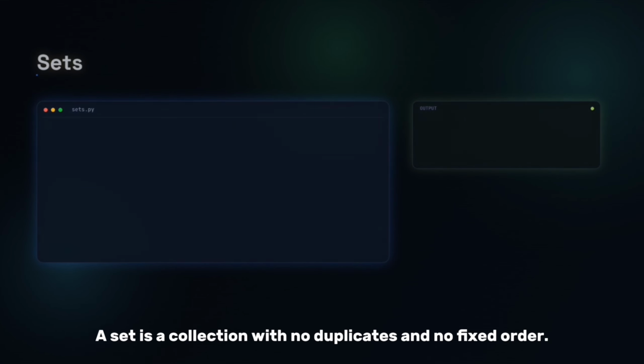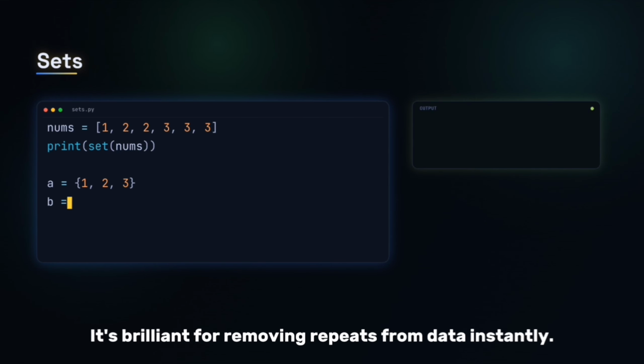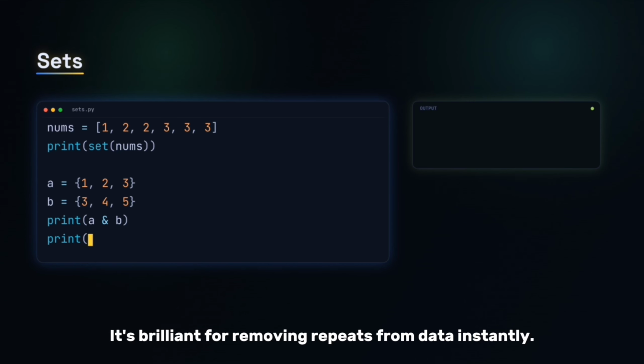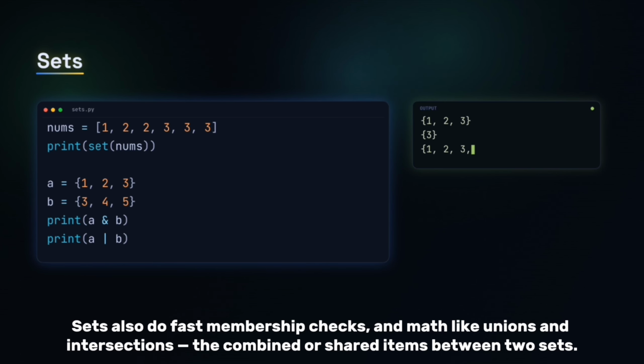A set is a collection with no duplicates and no fixed order. It's brilliant for removing repeats from data instantly. Sets also do fast membership checks, and math like unions and intersections, the combined or shared items between two sets.